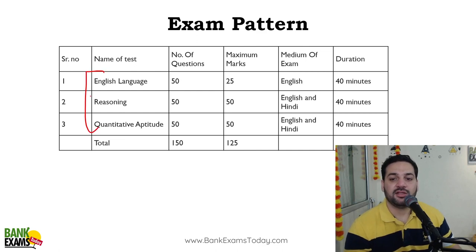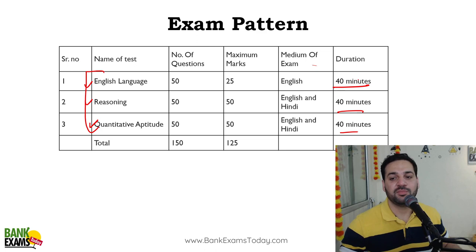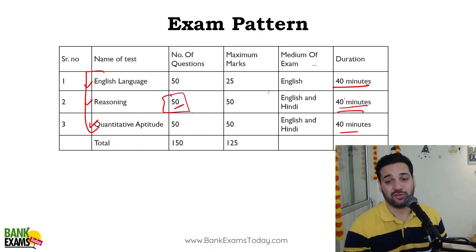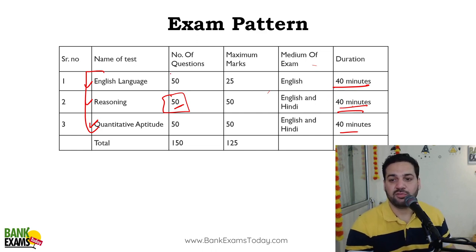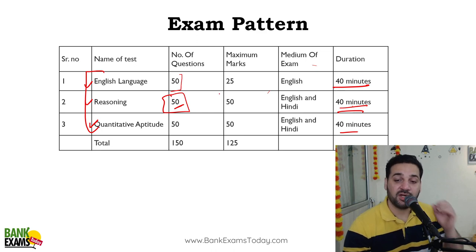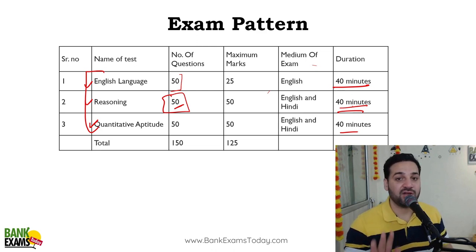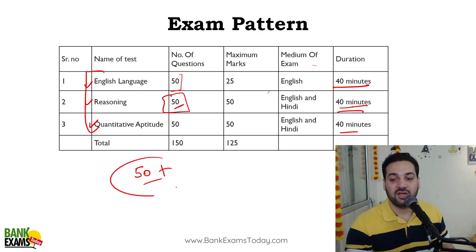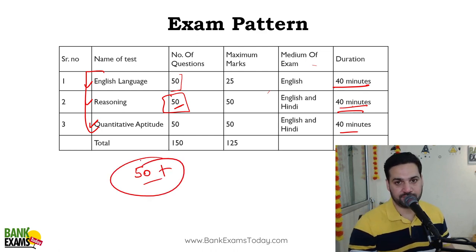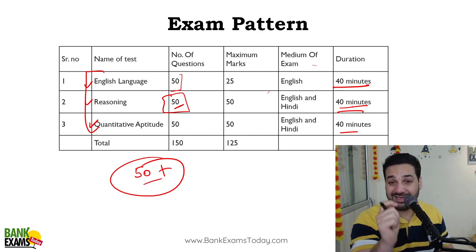See students, there is English language, reasoning ability and quantitative aptitude. Sectional timing is there, 40 minutes each. How should you use this much time, 40 minutes from each section, to score the maximum marks? For an average student, it is not really possible to solve 50 reasoning questions within 40 minutes. Maybe it is possible to answer 50 questions of English within 40 minutes, but for reasoning and also for quant, it is practically not possible for an average student. But an average student can score 50 plus marks to crack the cutoff. How is it possible? You can do this by choosing the easy topics.